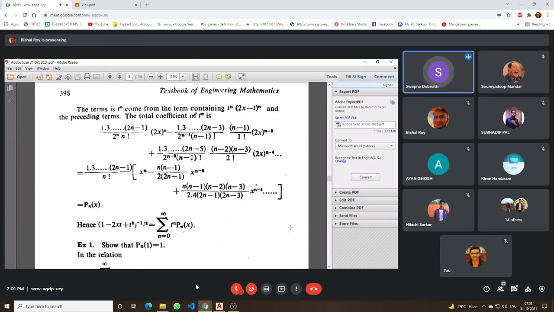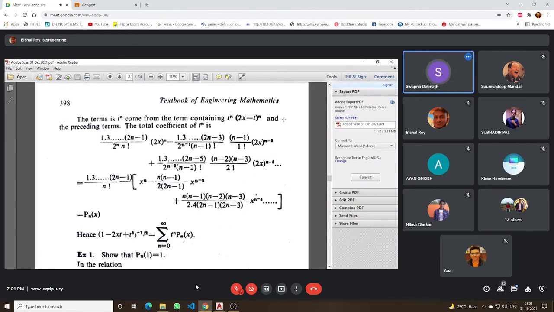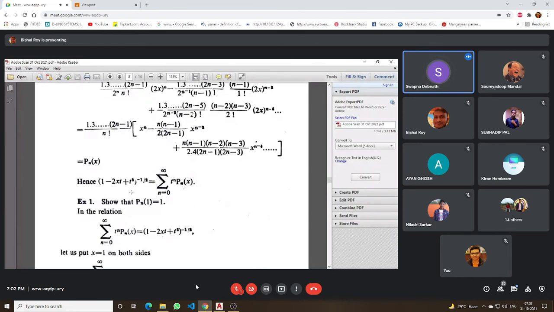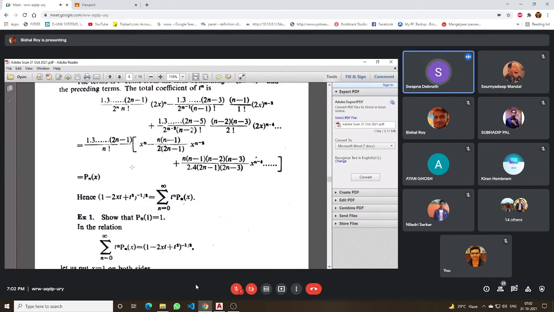The coefficient of t to the power n, that we collect from this expansion, is 1, 3, etc. Yes, these are the coefficients. Now these coefficients are nothing but P_n(x). Hence (1 minus 2xt plus t squared) to the power minus half is equal to summation t to the power n P_n(x), n equal to 0 to infinity.